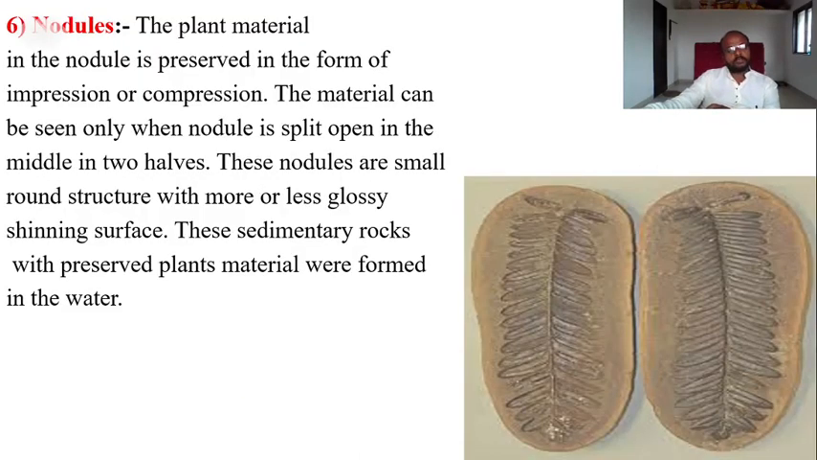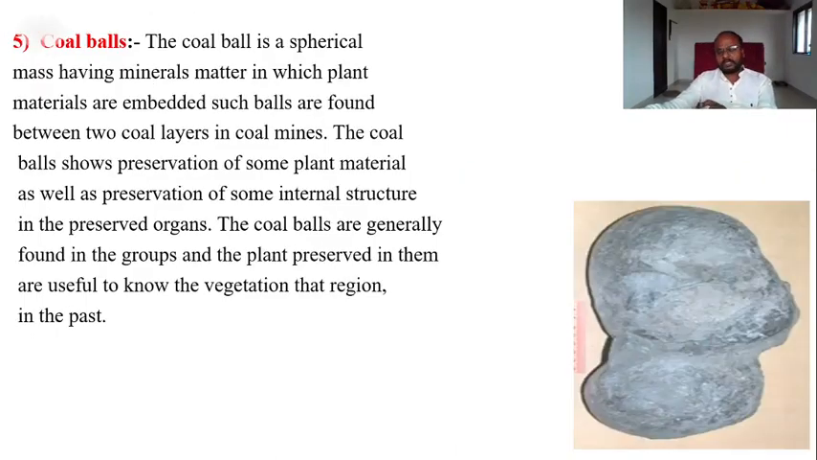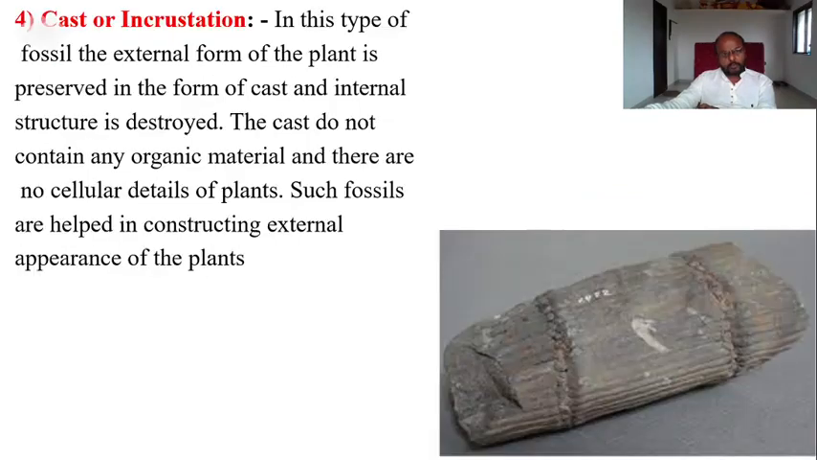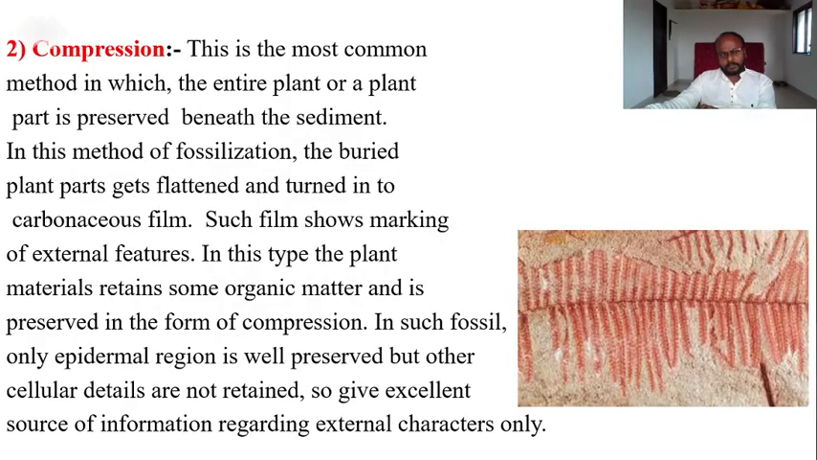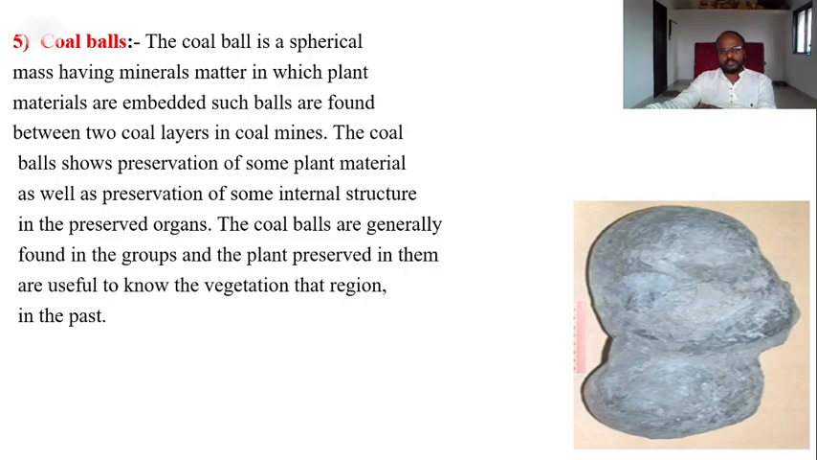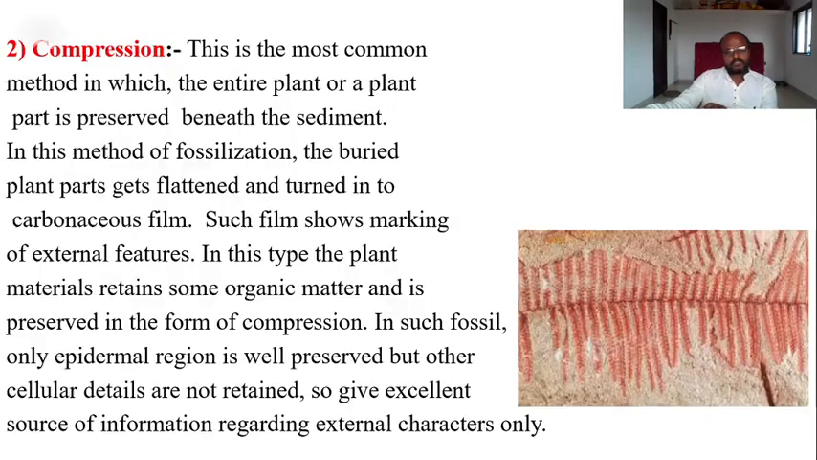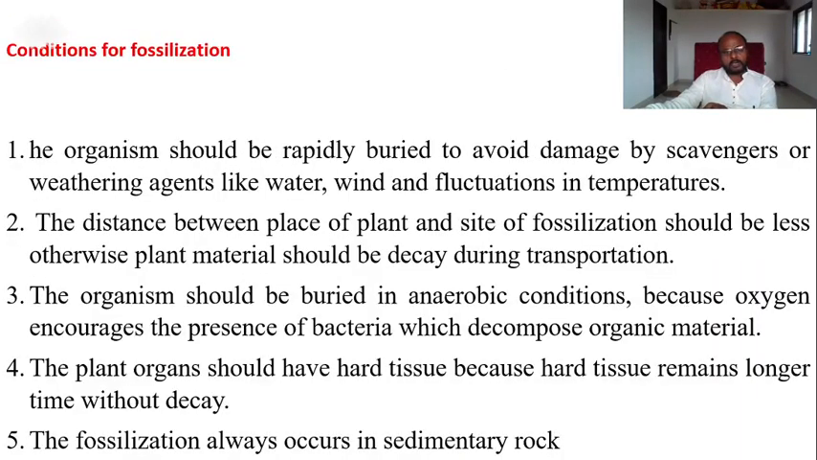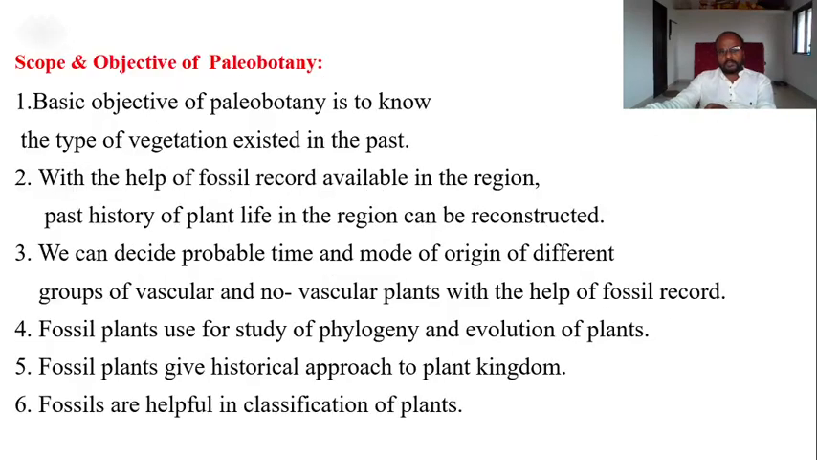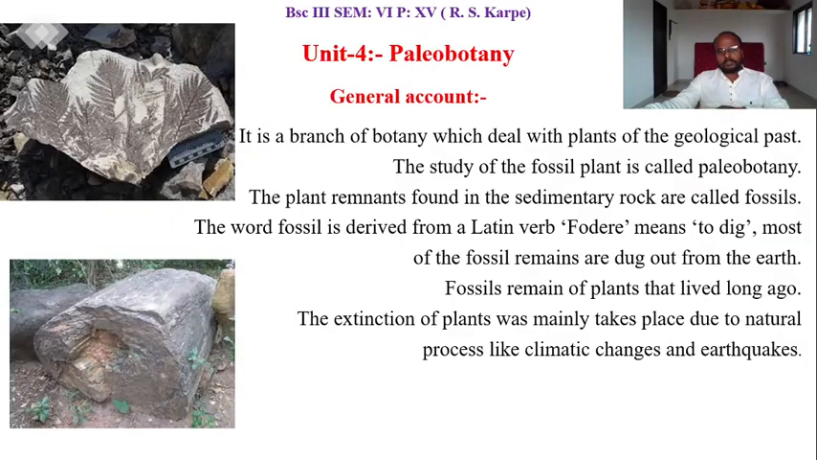So here we have seen impression, compression as well as petrification, coal ball, and cast types of fossil. I think you have understood what is meant by fossil and how they are formed. So this is paleobotany, the general account and the types of fossils. I have stopped here, and in the next video we will discuss the geological time scale.